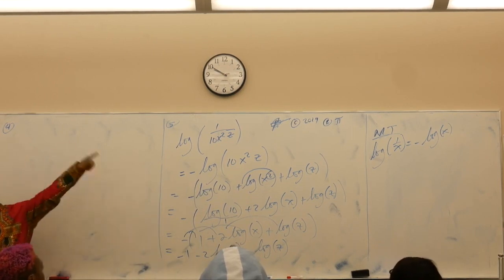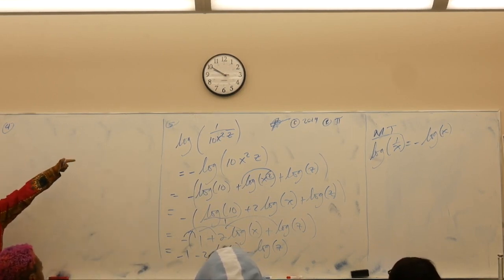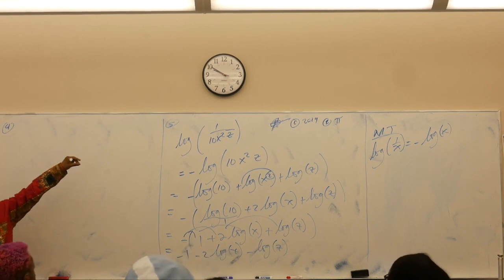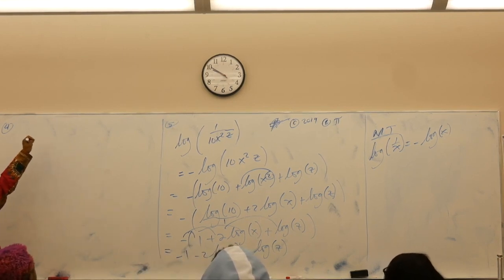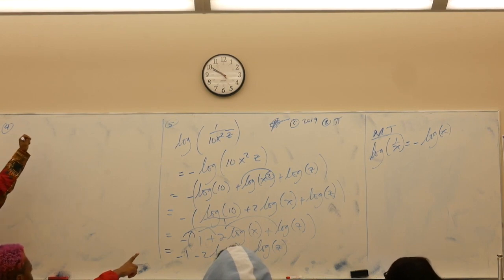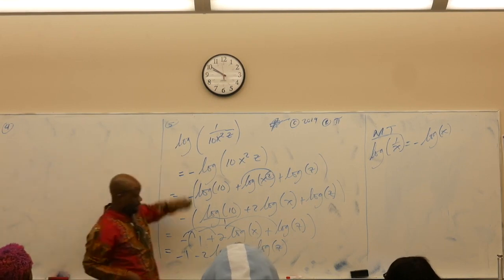But on a serious note, are we good? Anybody with a question? How does that... 7? Oh, is that 7? That's the C. Oh, okay. Z from here.